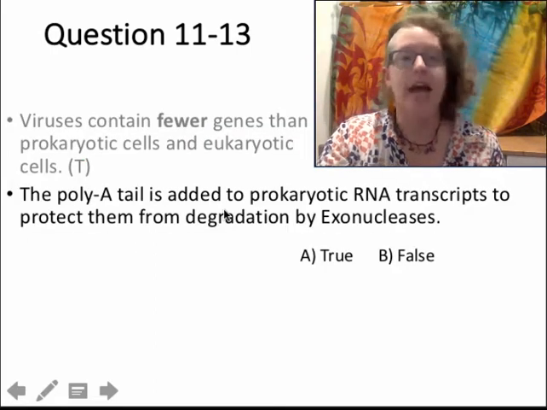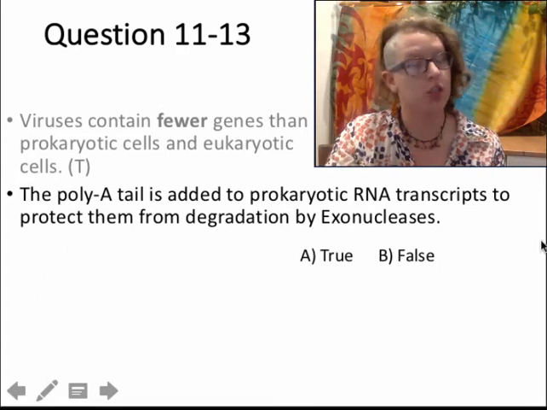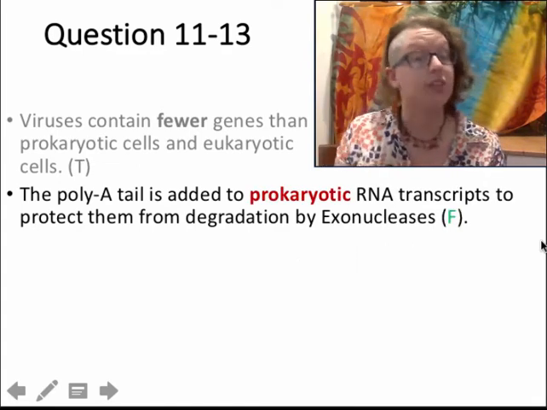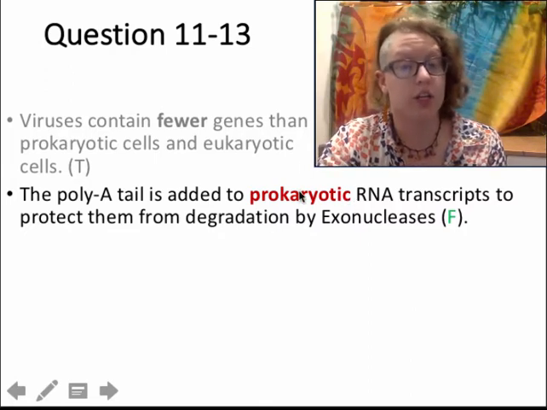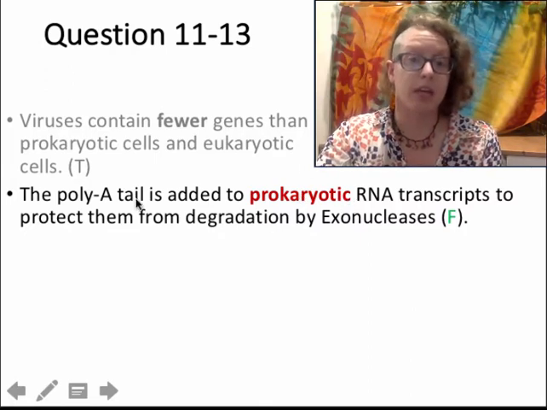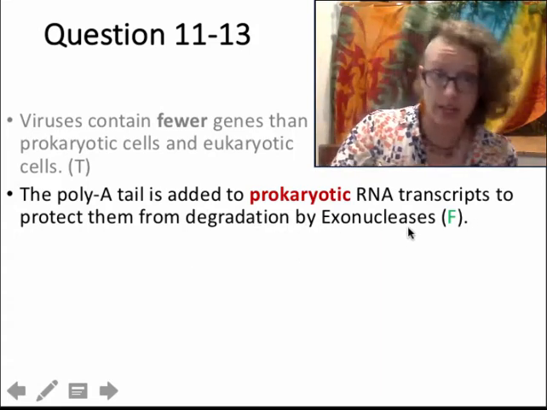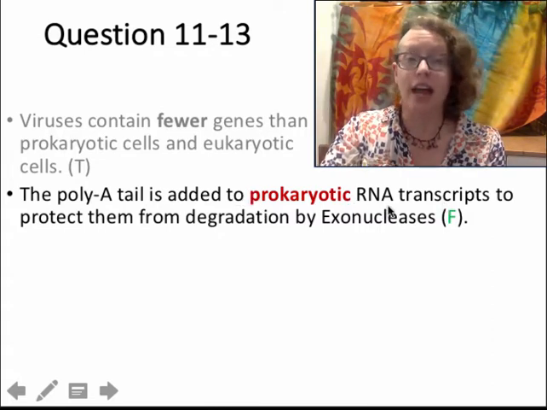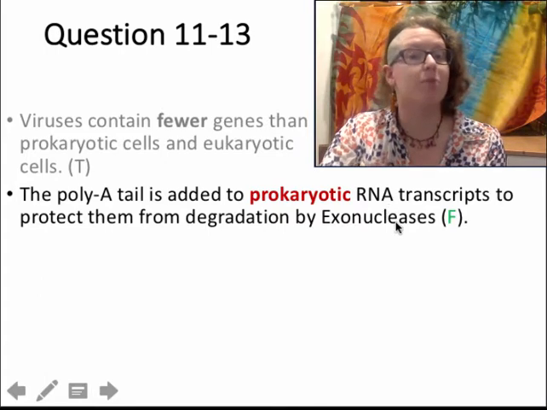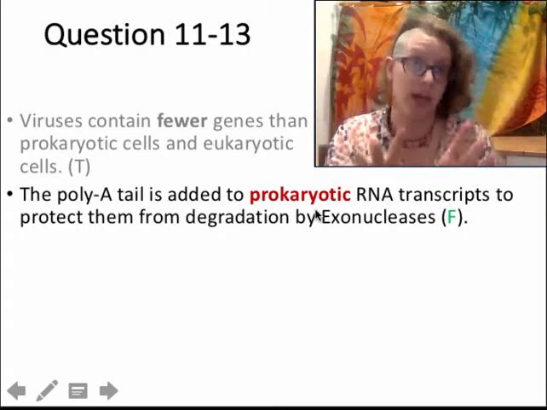Next, the poly A tail is added to prokaryotic RNA transcripts to protect them from degradation by exonucleases. True or false? It's false. And the key word here is prokaryotic. To make it true, you'd change prokaryotic to eukaryotic. Remember, the poly A tail in eukaryotic RNA transcripts does absolutely protect them from degradation by exonucleases, but that's not necessary in prokaryotic RNA transcripts because prokaryotic RNA doesn't go anywhere. It doesn't need to be protected by exonucleases because it gets translated as it's being transcribed in the same location.